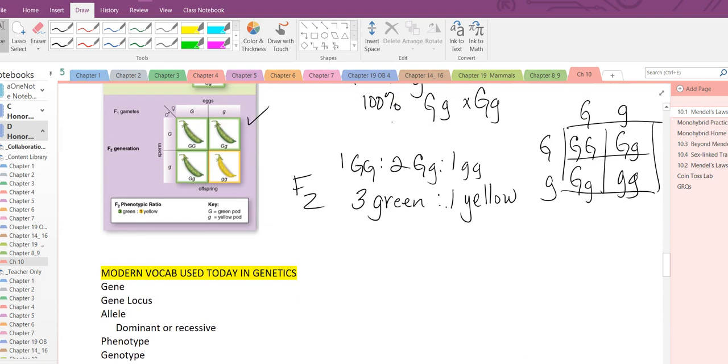So now let's start to use some scientific terms. You know what a gene is, right? You know what a locus is. It's an area on genetic pieces. You know at the locus there has to be 2 alleles, one from mom and one from dad.